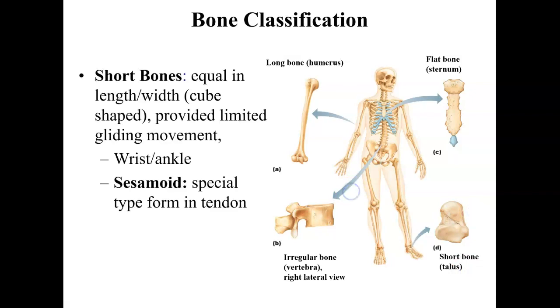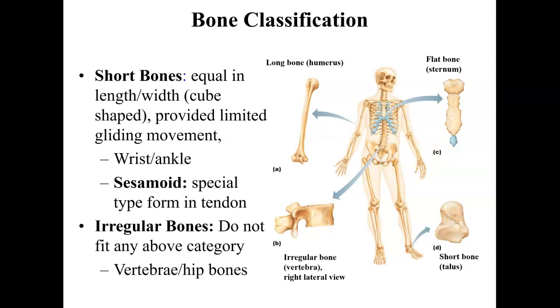And so here you can see you have that long bone there, and you have a flat bone. Next, we'll talk about short bones. They're going to be equal in length and width. Most of the time, these are referred to as a cube-shaped type bone, and they're going to provide limited gliding movements. So we'll find these in places such as the wrist and the ankle. You'll have some referred to as sesamoid bones. These are going to be a special type to form in tendon.